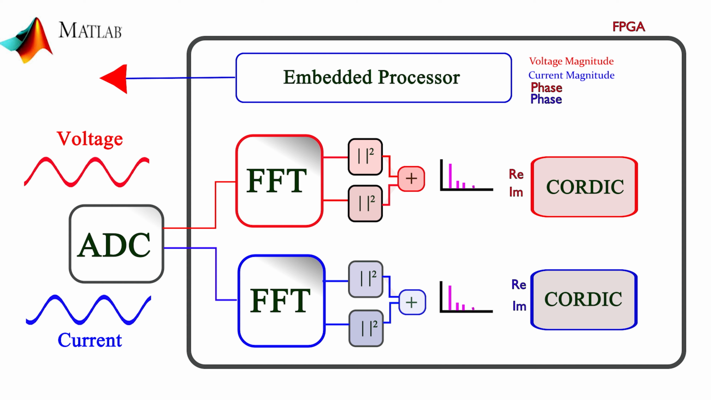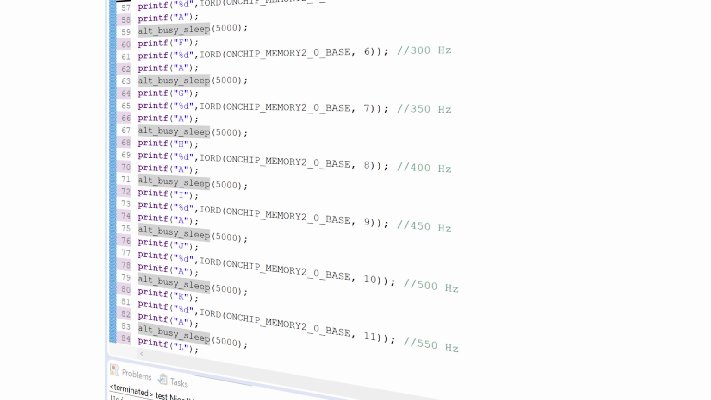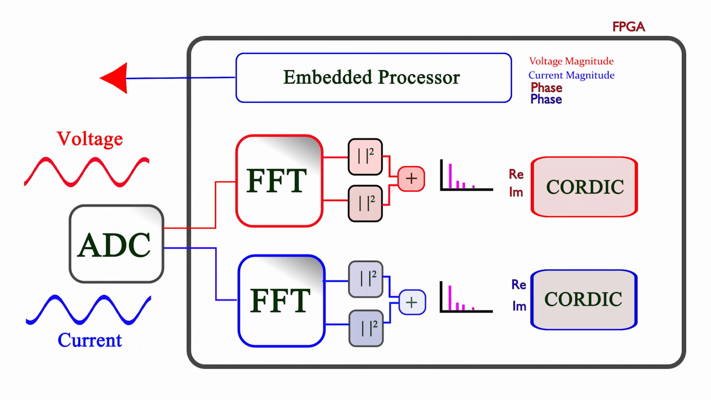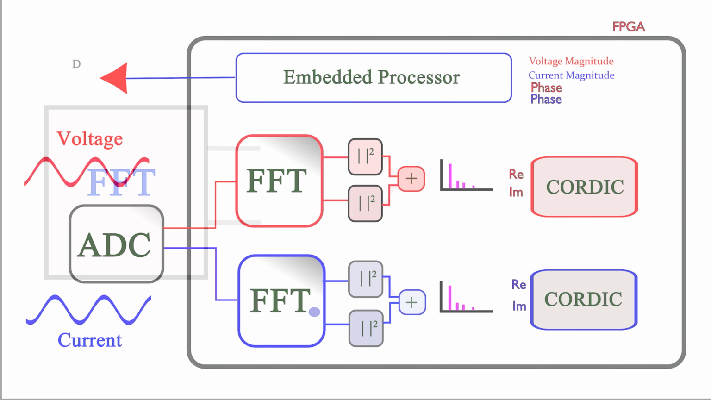Matlab. And remember, our plan is to use a memory mapped master to write the data, so fundamental, harmonics, etc., into the memory scope of the embedded processor. And then basically we can printf this data over a serial connection into Matlab and our graphical user interface.